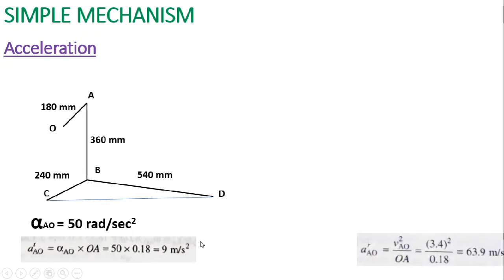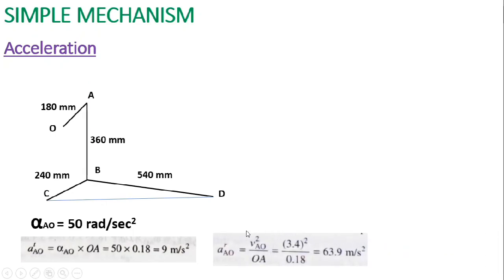The radial acceleration component can be calculated with this standard equation, that is velocity of AO squared upon OA. We have already calculated the velocity of AO. It is 3.4 meters per second. So substitute here and get the radial component of acceleration as 63.9 meters per second square.